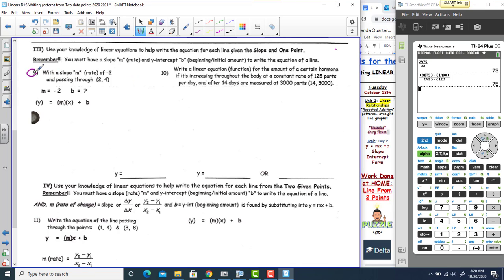Number 9 is suggesting that we have a repeated addition pattern with slope or rate of change of -2, or decrease of 2 over and over again, and it goes through the point 2, 4, meaning that 2 units of time from now, it's going to measure 4. We're going to be able to use that information to help us determine the linear relationship. We know what m is, it was given to us, we just have to determine b.